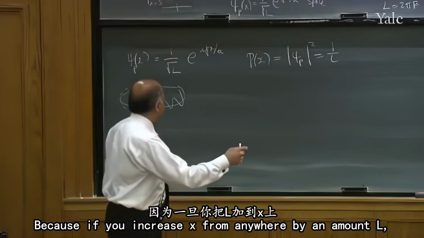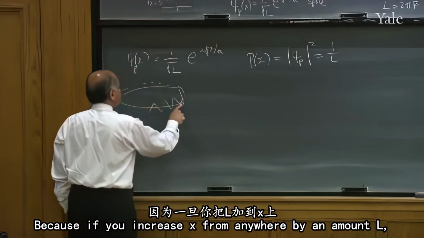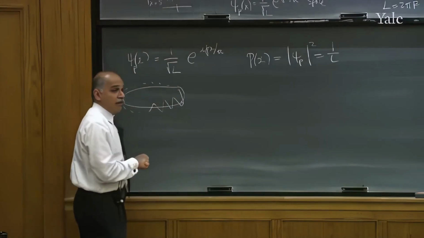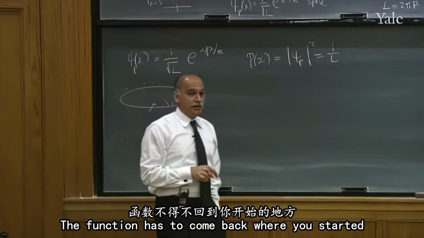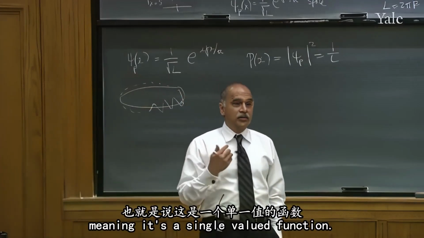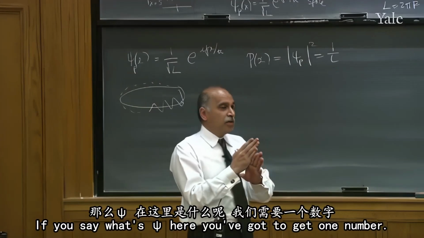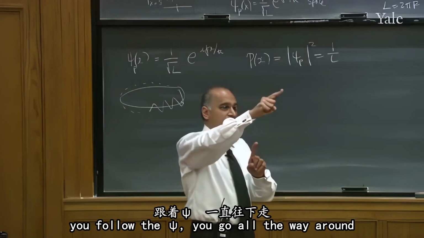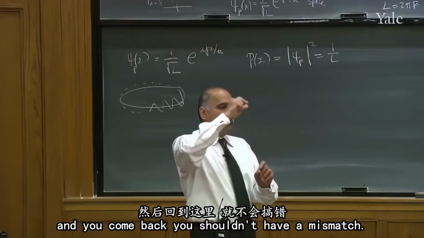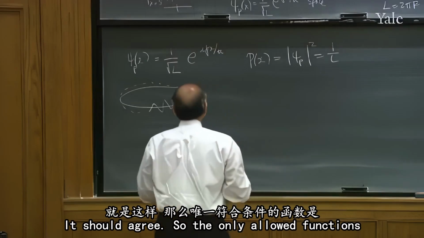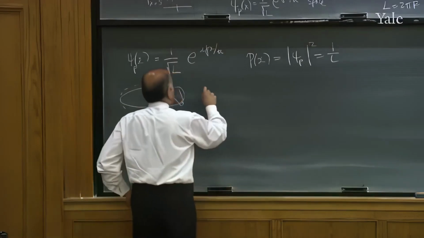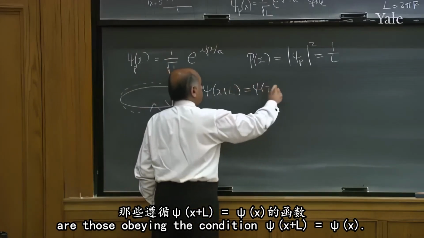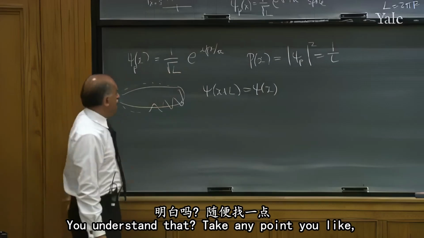Because if you increase x from anywhere by an amount L, which is going all the way around the circle, you've got to come back to where you started. The function has to come back where you started, meaning it's a single valued function. If you say, what's psi here, you've got to get one number. That means if you start at some point, you go on moving, you follow this psi, you go all the way around, and you come back, you shouldn't have a mismatch. You should agree. So the only allowed functions are those obeying the condition psi of x plus L equal to psi of x. You understand that? Take any point you like.